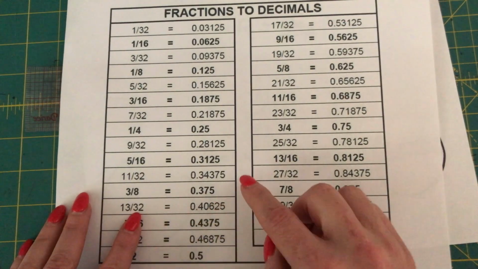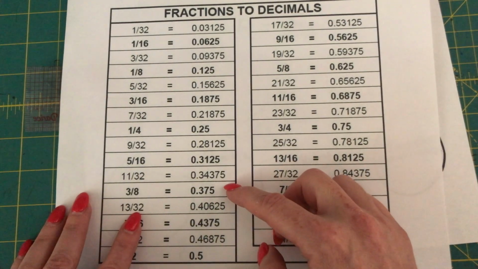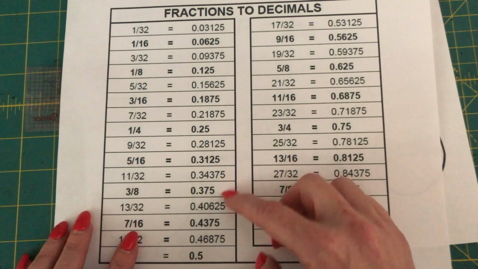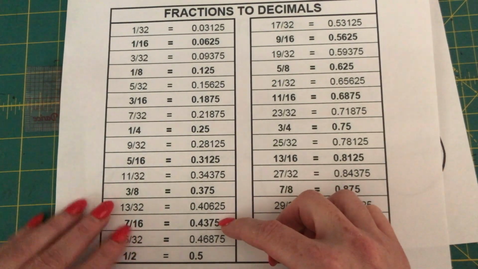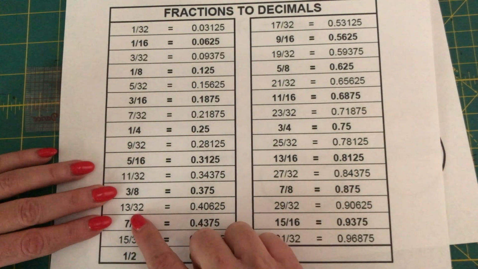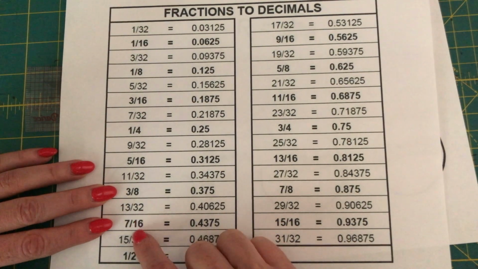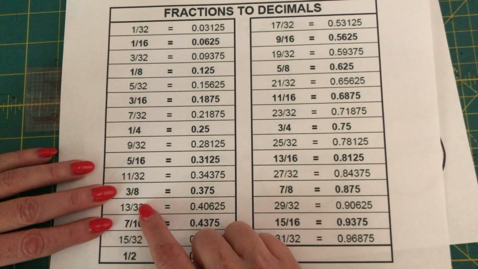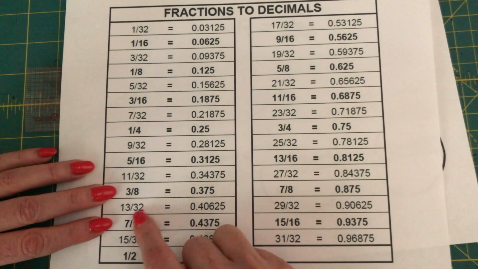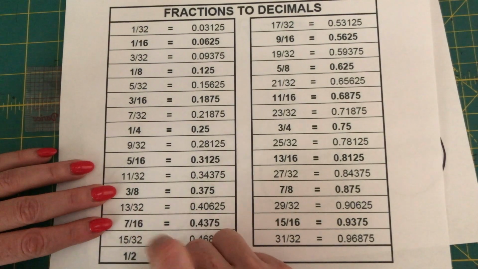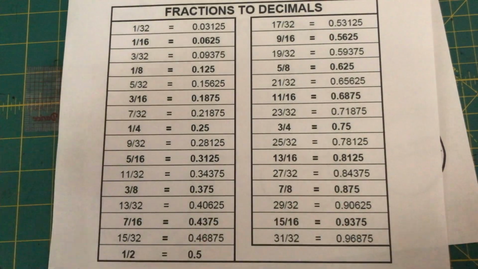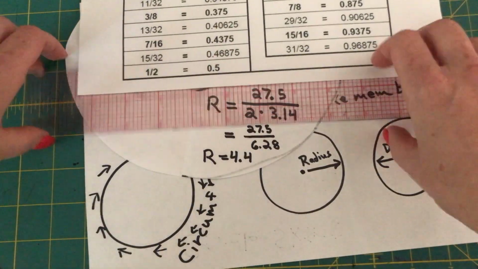13/32. So this is in between 3/8 of an inch and 7/16 of an inch. So my ruler may not do 32nds. It does 16ths, however, and I can do 8ths. So I'm aiming in between those 2 points on my ruler, and this is going to be close enough that it'll be fine. So let's find it on the ruler.